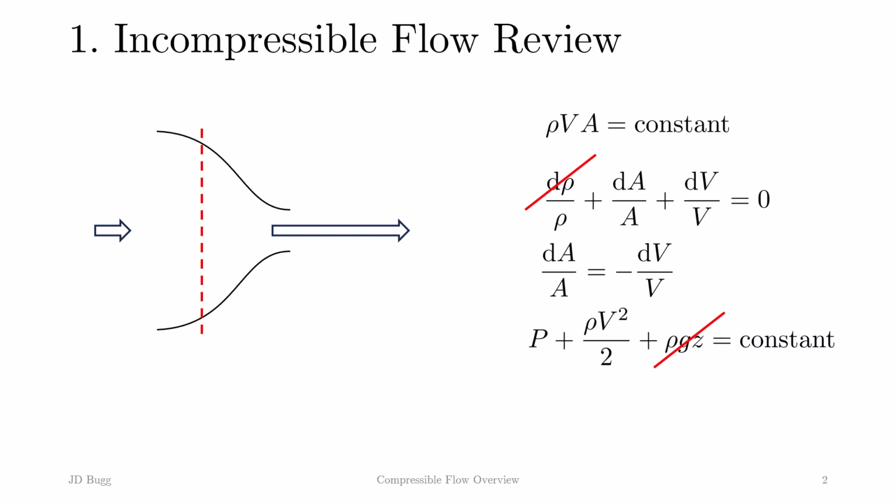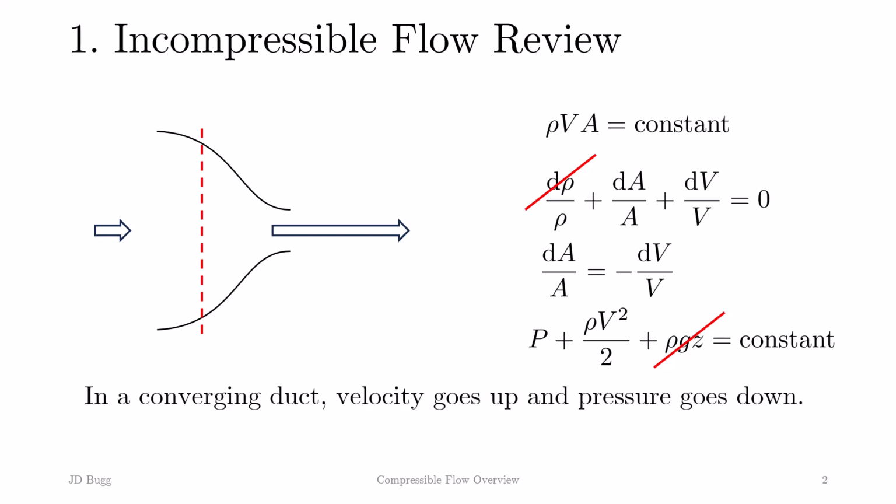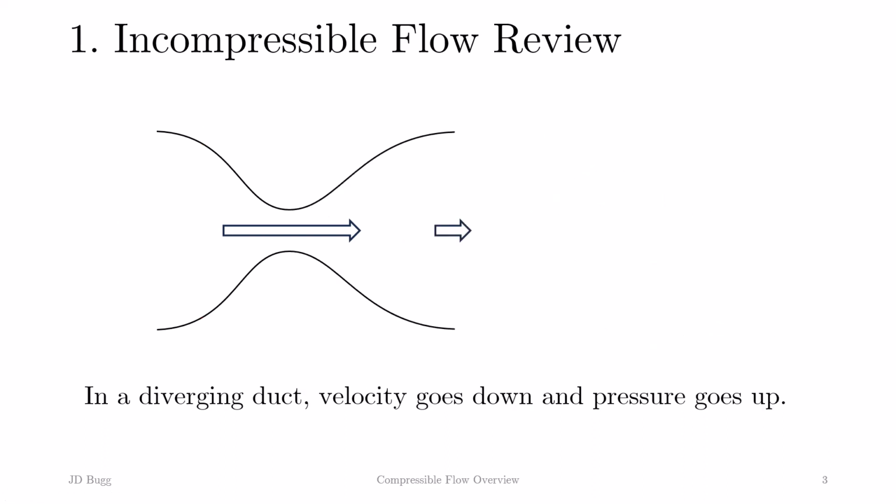We see from here that if the velocity goes up, the pressure goes down. This is a result we're hopefully familiar with for an incompressible flow. So decreasing area gives increasing velocity and decreasing pressure in an incompressible flow. Now if that duct goes on to diverge, the velocity will go down and the pressure will go up. As we look at compressible flow, we will see that the behavior of velocity and pressure will be the same, but the behavior of area and velocity will be different.